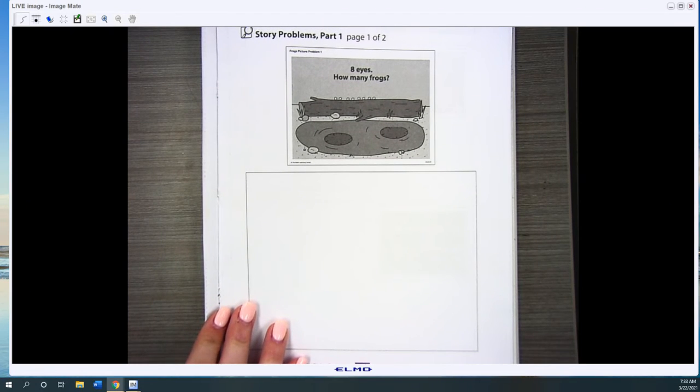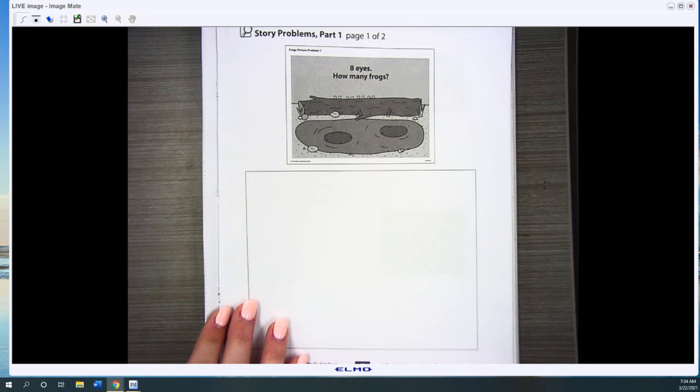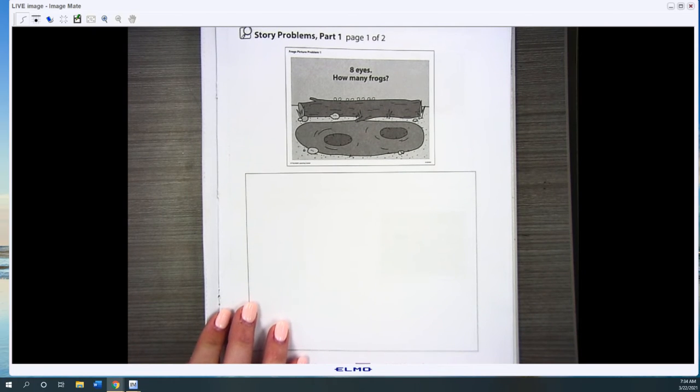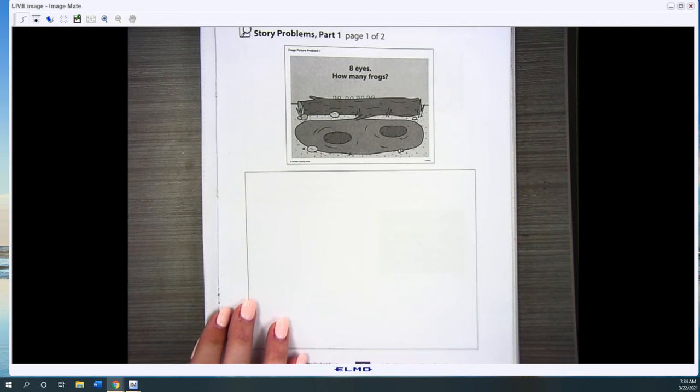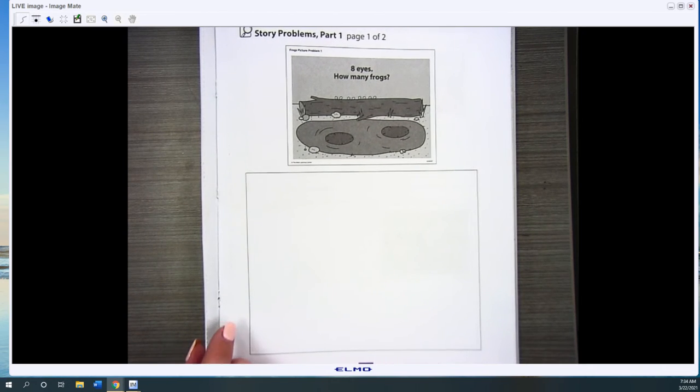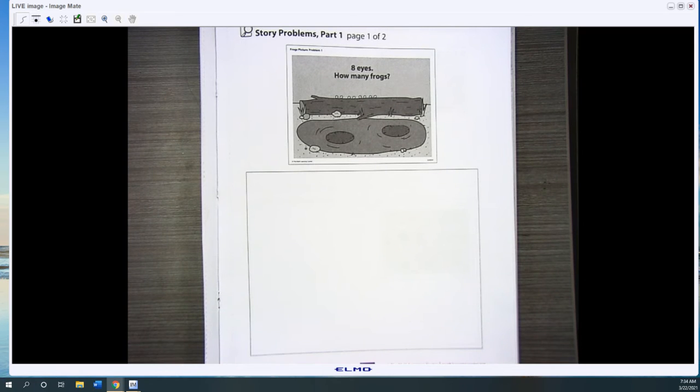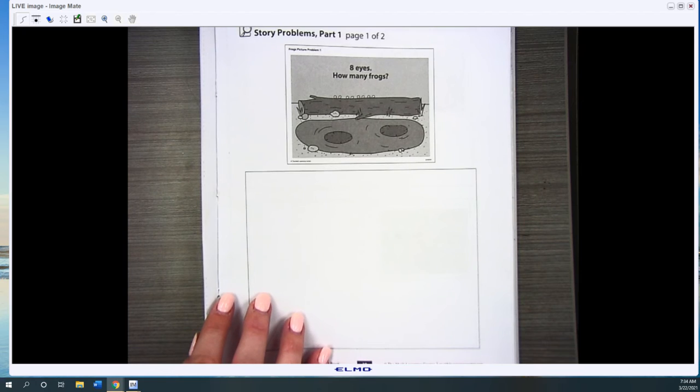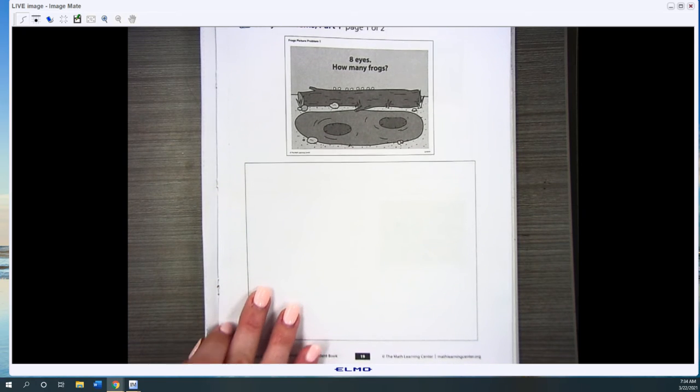Hi, kindergartners. Today in math, we are going to start learning how to solve story problems. So today you will need your math notebook. It's orange and white. And we are going to turn to this page, page 19.